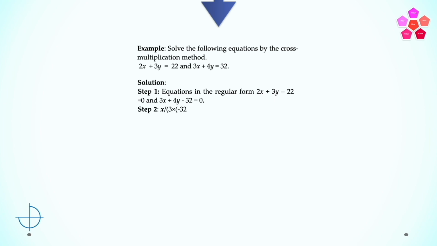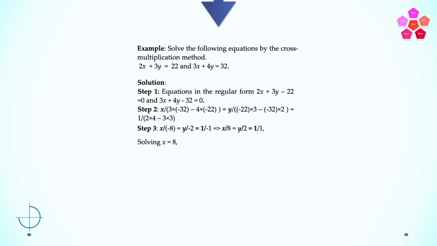Now we can refer to the cross multiplication method diagram, and using the diagram we see that x divided by minus 8 is equal to y divided by minus 2 is equal to 1 divided by minus 1, which implies that x by 8 is equal to y by 2 is equal to 1. Solving that, x is equal to 8, y is equal to 2 is the solution. See how quick it was.